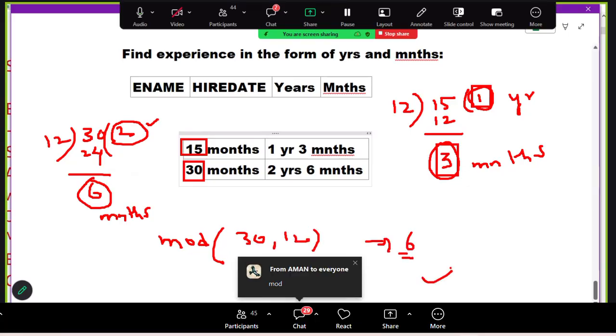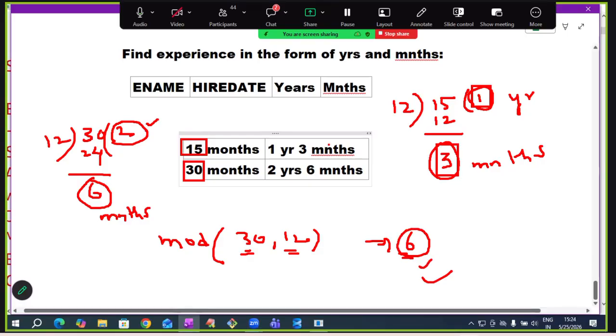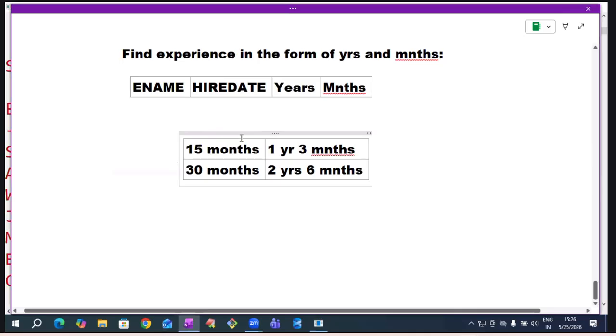Are you understanding? Number of months divided with 12. We get above months here. Years you already know, sir. Just now we found the experience in the form of years. Above months we have to find using mod. That's it. So this one only I'm writing now.